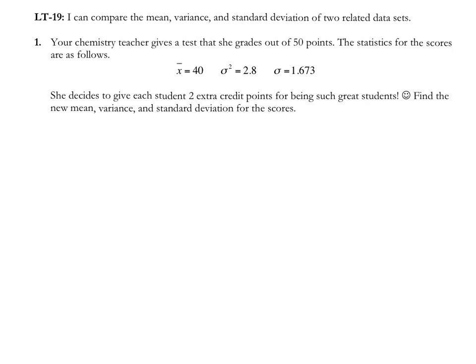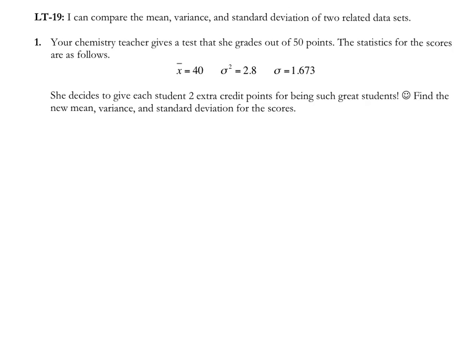So in problem number 1, it says your chemistry teacher gives a test that she grades out of 50 points. The statistics for the scores are as follows. She decides to give each student 2 extra credit points for being such great students. Find the new mean, variance, and standard deviation for the scores. So suppose you take a data set and you just add a number to each element in the data set.